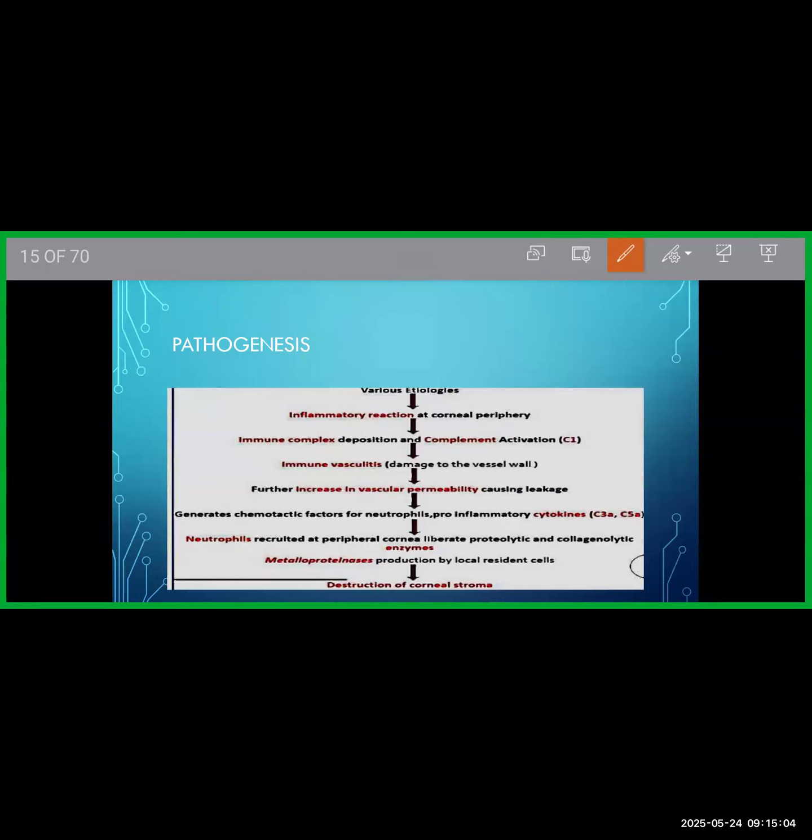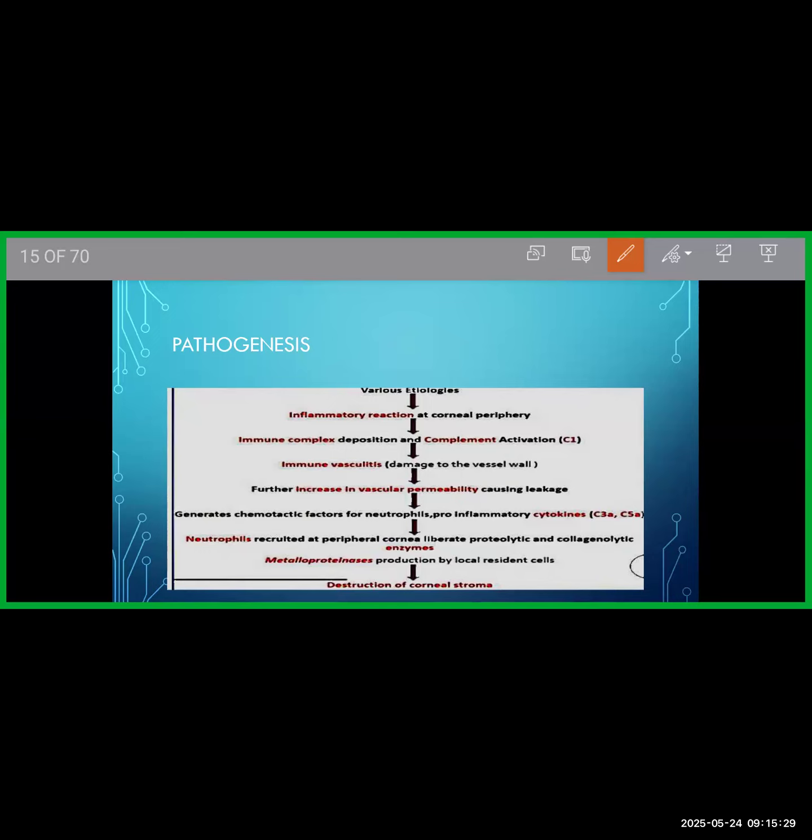This is just a picture showing the pathogenesis. From various etiologies, we have inflammatory reaction at the peripheral cornea coming from the anterior ciliary arteries to the peripheral cornea. Immune deposition and complement activation, of course. Then we have immune vasculitis, that is the damage to the vascular wall at the peripheral cornea.